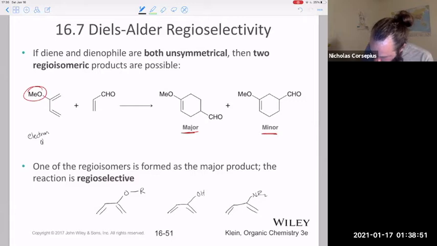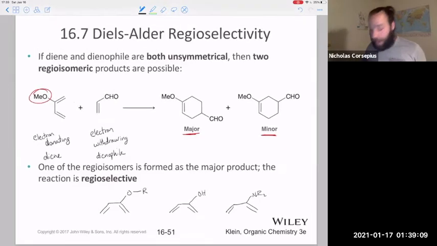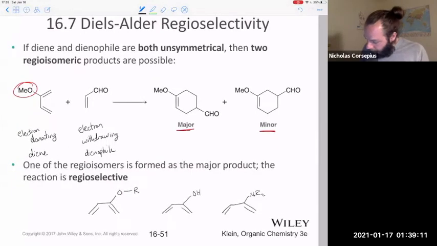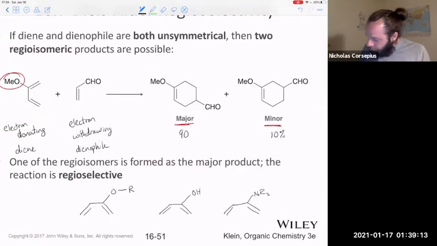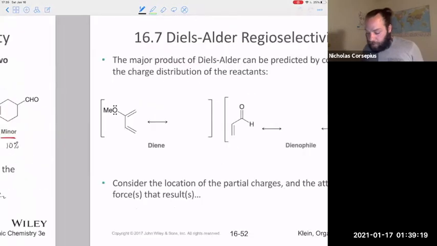So these are electron donating on your diene and electron withdrawing on your dienophile. That's going to lead to this very specific reaction where you get like some 90-10 distribution of major minor products, something that really favors one of these 2 constitutional isomers. So let's look at why that is.